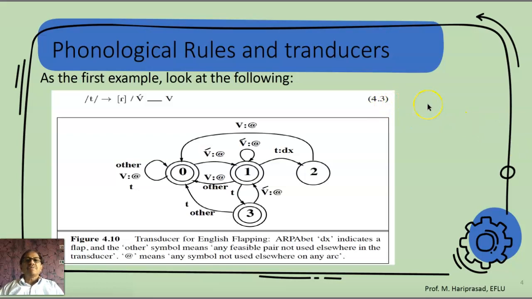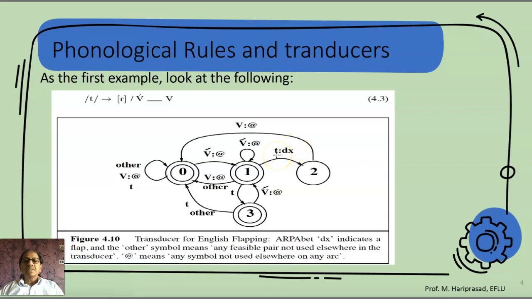Now, how do we represent these phonological rules in transducers? As a first example, look at the following. We have t becomes flap between a stressed vowel and unstressed vowel. Stressed vowel is given a mark over the V. V represents vowel. Look at the transducer. In this transducer, you will see the t becoming the flap. The flap is represented as dx in the alphabet. We are not using IPA here. It gives the symbol from the alphabet.